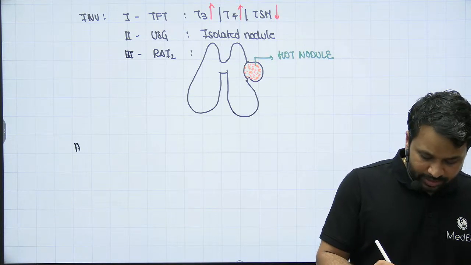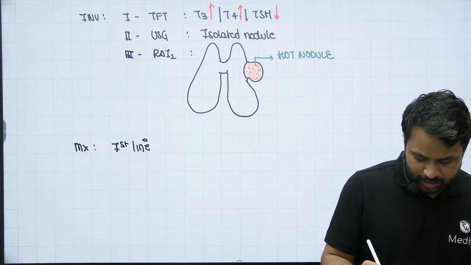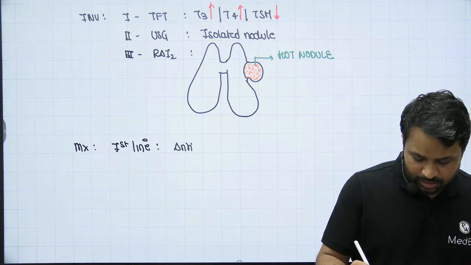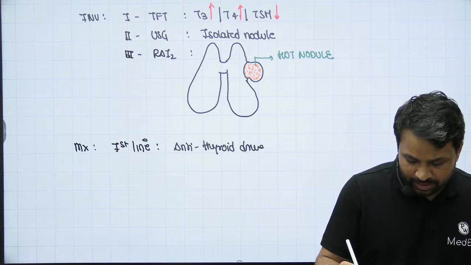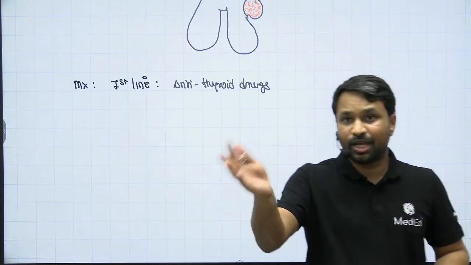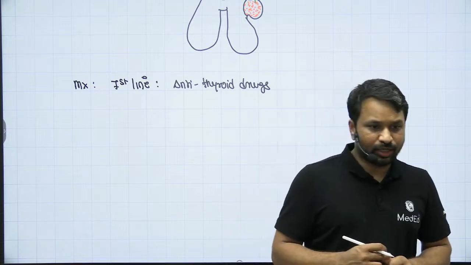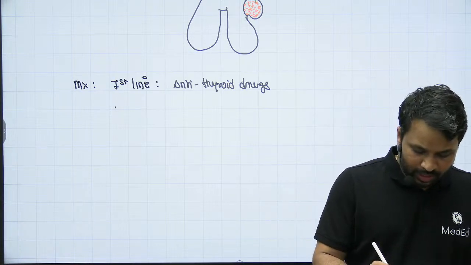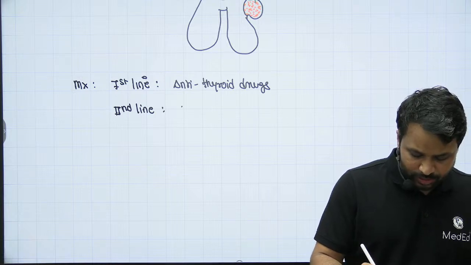Management again remains in the same context. The first line of management: make the patient euthyroid prior to surgery. Start the patient on anti-thyroid drugs. We have discussed in detail about the anti-thyroid drugs in Graves' disease. Go back to that section and review it again. Once you make the patient euthyroid, the second line management is going to be surgery.